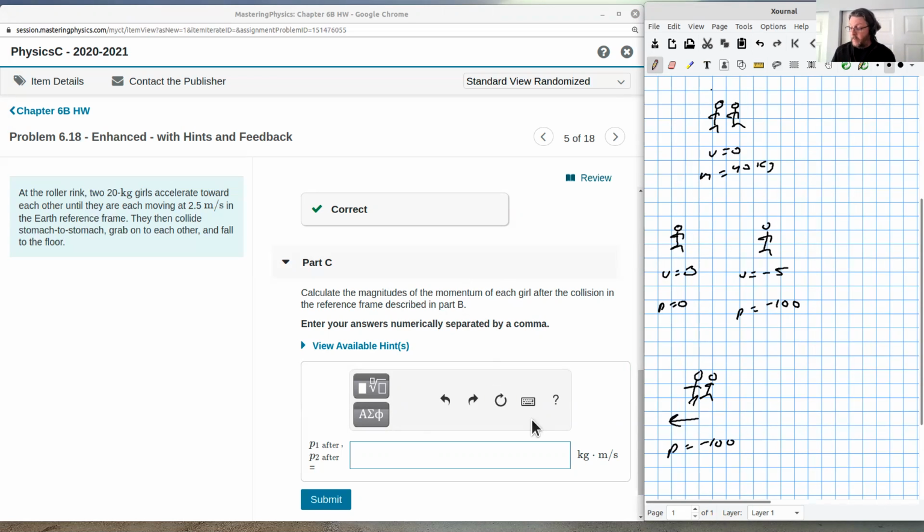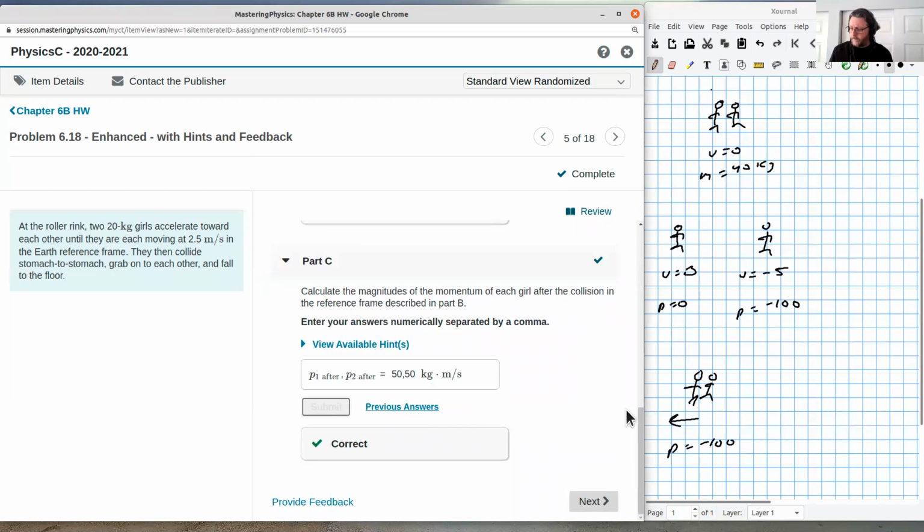Okay, so the total momentum is negative 100. That means each one of them is going to be negative 50. We're asking about magnitude, so we're going to drop the sign. There we go. So there you go. Those are the answers for that. And the key there is thinking about what's the perspective of the person watching and what things are the same for that person watching and what things are different.